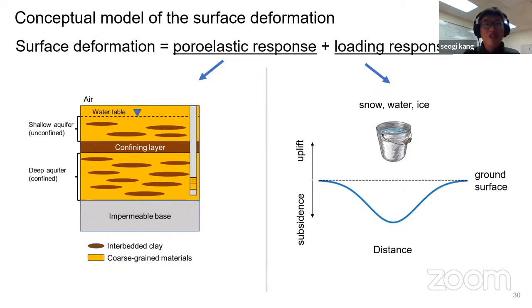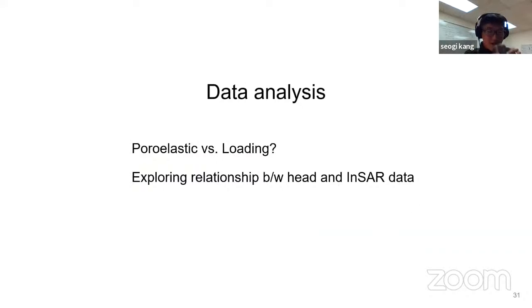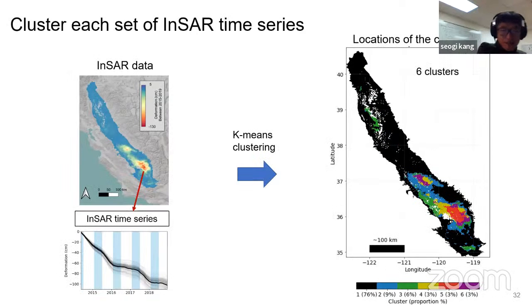But what we're measuring is a summation of poroelastic response and loading response. So it is important to separate these two if you want to monitor the changes in groundwater head using the InSAR surface deformation data. So that's the motivation of the data analysis. So the question that we have: how do we separate, or how do we even know what is poroelastic response and what is loading response? And then what we want to see is the relationship between the head and the InSAR surface deformation data. Can we see expected correlation between that? So those are two major questions that I want to address.